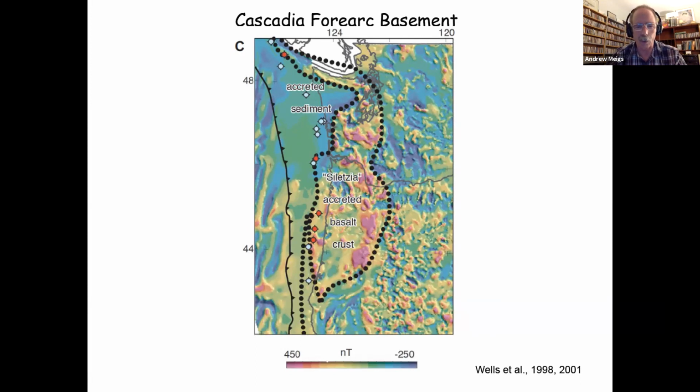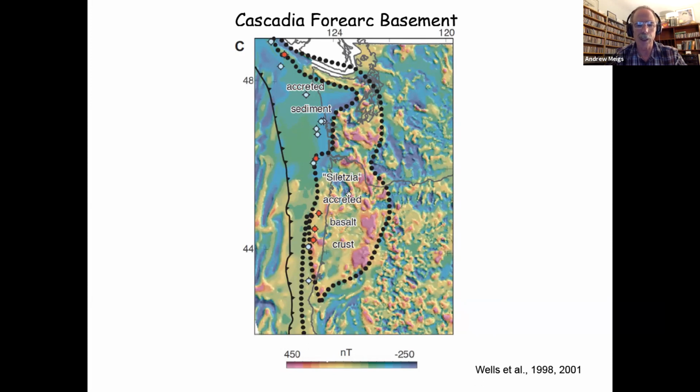It's sometimes called the Siletz River Volcanics. It has many names, but nonetheless, it's a giant piece of ocean lithosphere that was accreted to North America about 50 million years ago. And it forms a large block between the subduction zone on the west and the volcanoes of the high Cascades on the east.